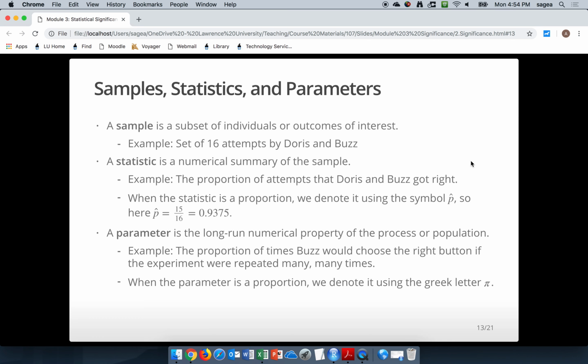In this study, the 16 attempts by Doris and Buzz would be referred to as a sample. A sample is a subset of individuals or outcomes of interest. A statistic is a numerical summary of the sample. In this case, since Doris and Buzz got 15 of the attempts right out of 16 tries, our statistic would be the proportion 15 out of 16. In situations where the statistic is a proportion, we denote it using the symbol p hat.